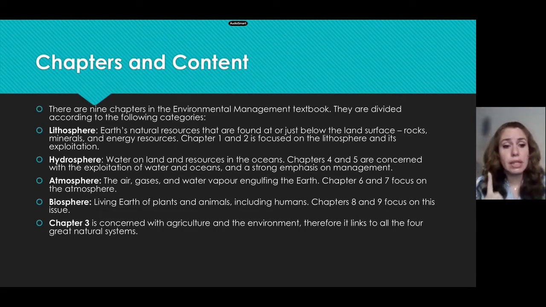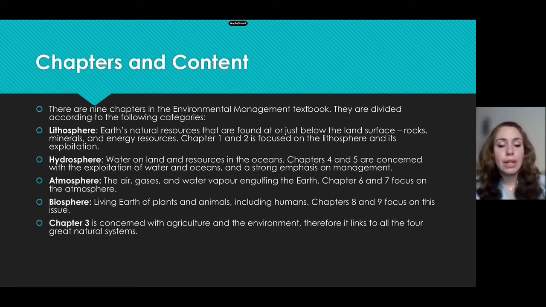The first one is the lithosphere. Basically, this one talks about the Earth's natural resources that are found at or just below the land surface. Okay, so anything that has to do with rocks, anything that has to do with minerals, anything that has to do with energy resources such as oil, coal, and natural gas. This has to do with the lithosphere, and this is basically the main focus of chapter 1 and 2. So chapter 1 and 2 are both focused on the lithosphere and its exploitation.